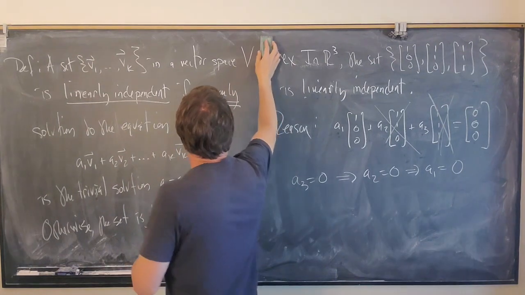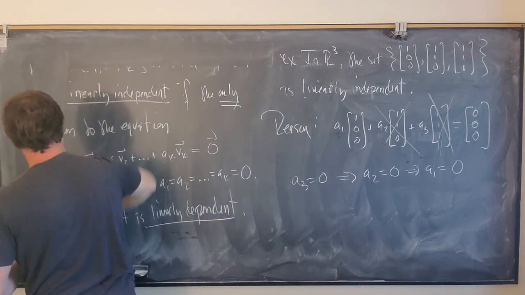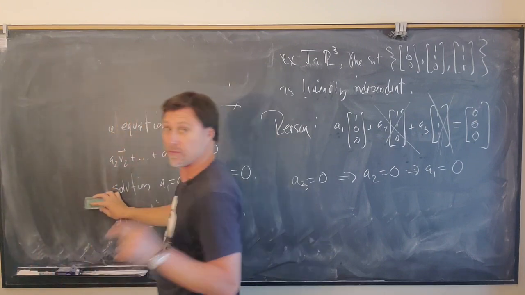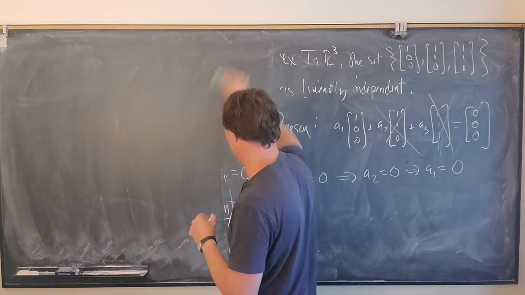I'm going to do lots more examples. I should point out the definition that I just wrote down here does not match the definition given in the book. All right? The book gives a different definition of linear independence.